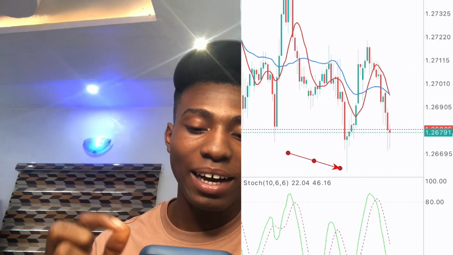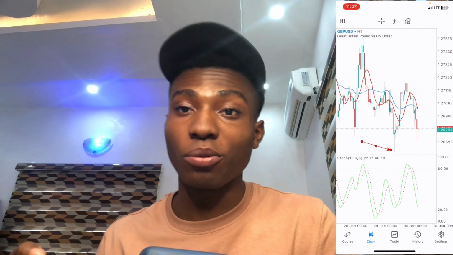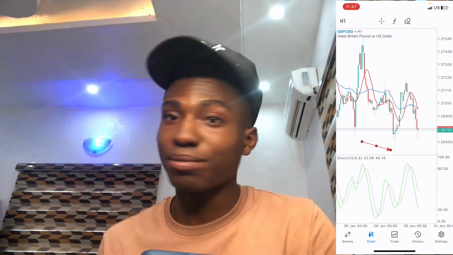Now if you can see right here, we have a hammer candlestick. Now just like we said, whenever we're seeing any of this candlestick, we want to see same color of that candlestick by the side of it. Then once you see that, it is valid.